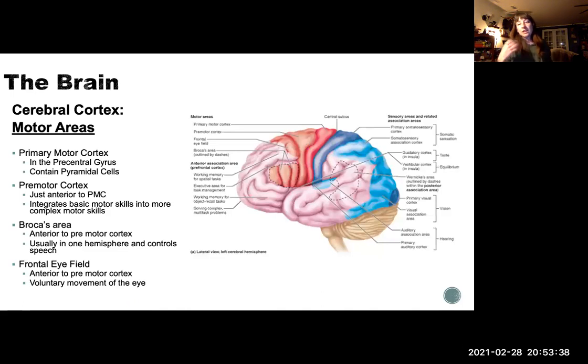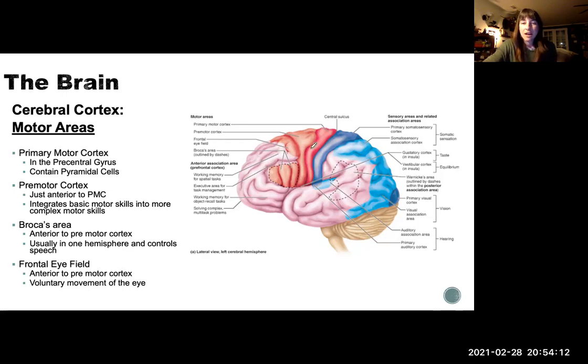Okay, let's get into a little bit more detail on the motor area. So the primary motor cortex is right here. It is this precentral gyrus. Again, a gyrus is like the hill, and the sulci are the valleys. So this hill, all the way across the outer surface on both hemispheres of the cerebrum and the cerebral cortex, is where we understand the primary motor cortex to be.